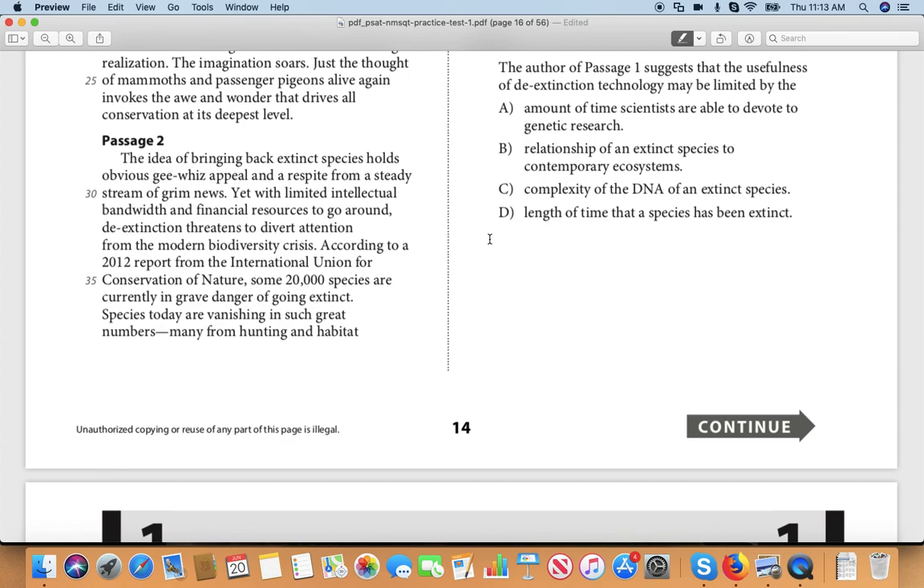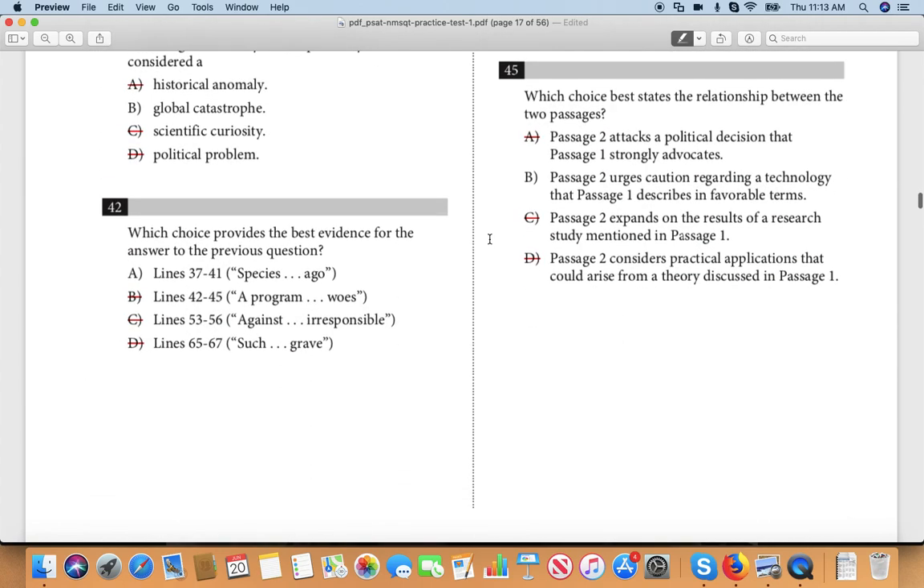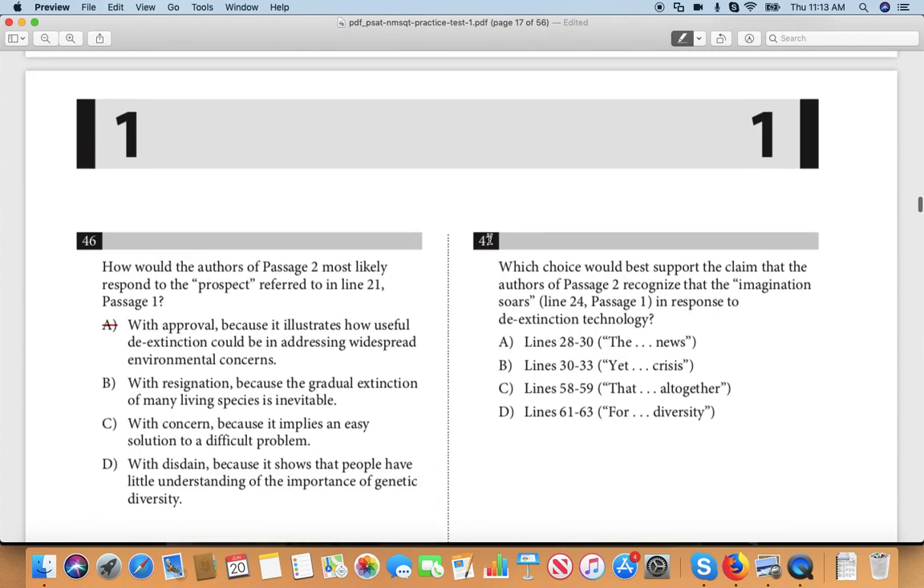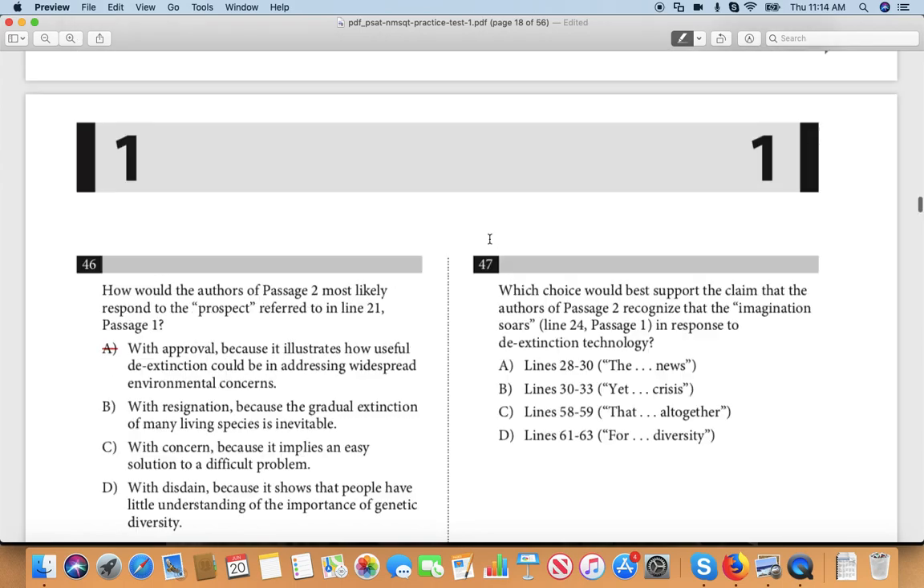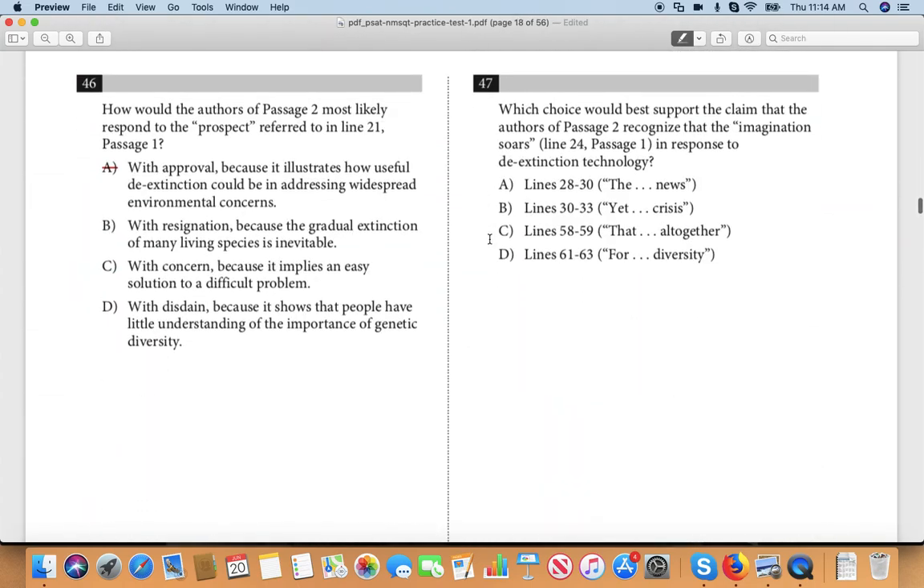The idea of bringing back extinct species holds obvious gee whiz appeal and a respite from a steady stream of grim news. I don't think that. Wait, let me see the other. What do you think about that? Do you mean to go back to the passage? Not yet. I don't think that helps any specific. I don't think so, but you can see which answer choice matches up with that one though, right? A? Yeah. Do you see that?